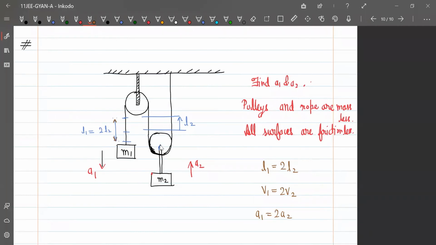Is this clear? If this goes up by L2, then this block will come down by 2L2, so it goes down double. So that means A1 is twice of A2. After this, make the FBD and you can get the answer. Nirmal, is this clear? Yes sir.